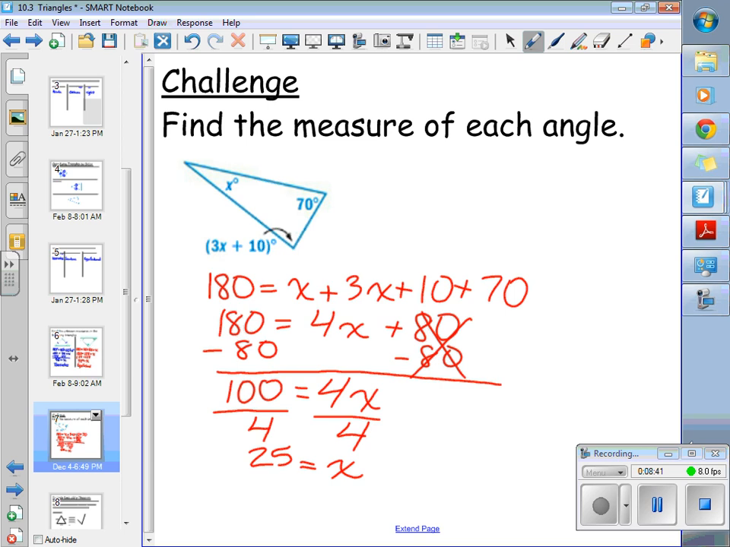Now, we're supposed to find the actual measures of each angle. So this one right here is 25 degrees. Now we have to substitute in: 3 times x is 75, plus 10 gives us 85 degrees. Okay? All right. Moving on.